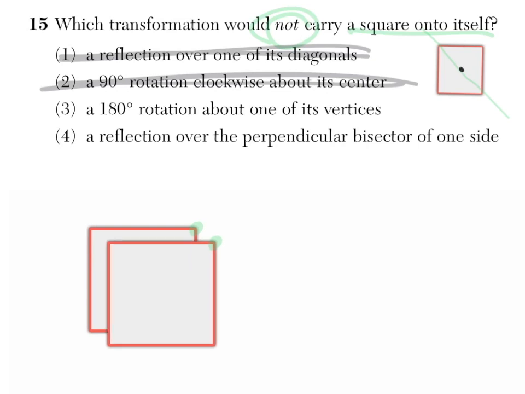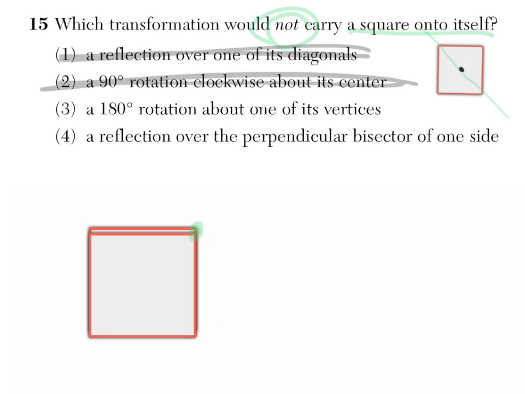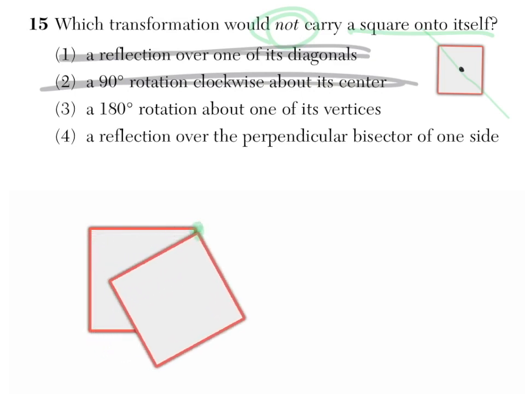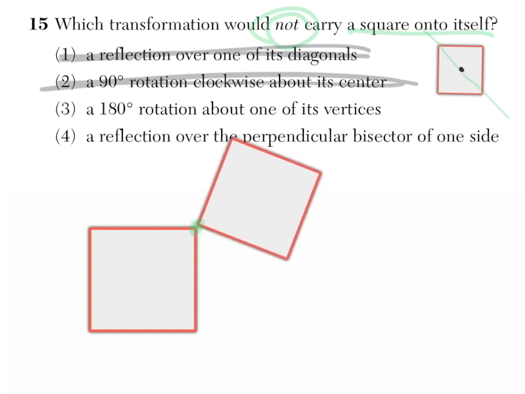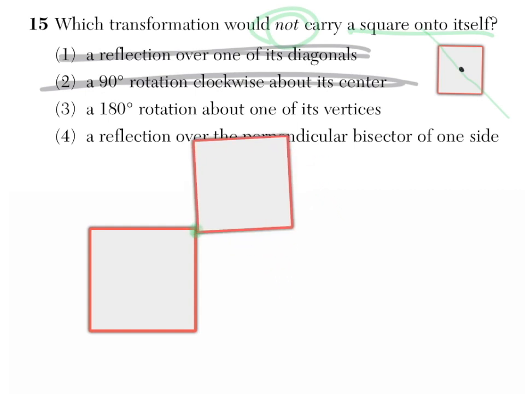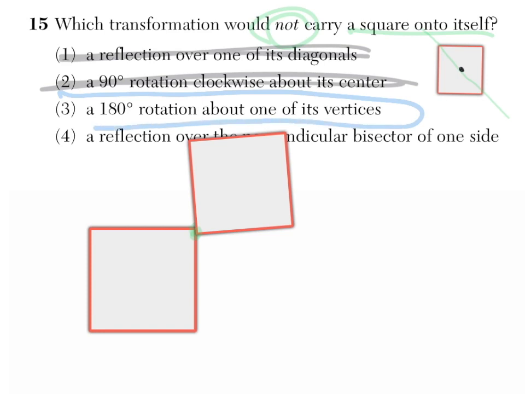All right. So here we've got a duplicate of this square, and we're going to be rotating it 180 degrees more or less. So I'm just ballparking it. There's 90 degrees, and there more or less is 180 degrees. Is this mapped onto itself? No, it is not. So we know that option 3 has to be the answer. A 180-degree rotation about one of its vertices does not carry a square onto itself.